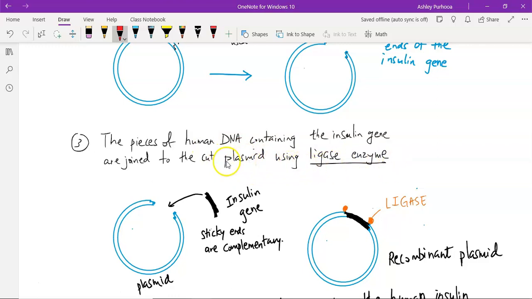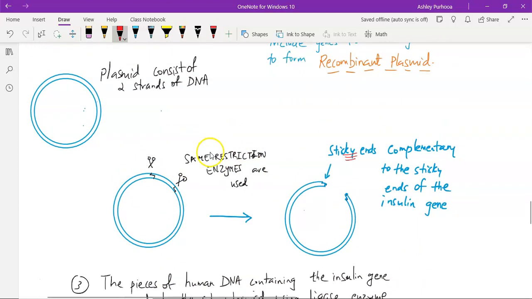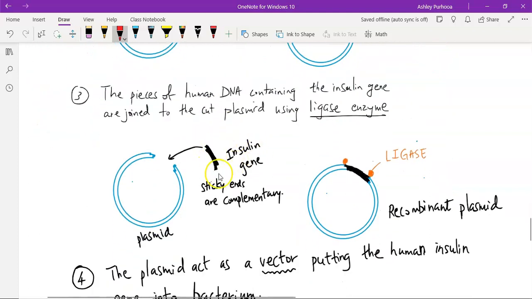The pieces of human DNA, basically containing the insulin gene, are joined to the cut plasmid using ligase enzyme. So far you know restriction enzymes are like the scissors, they cut the DNA. What we do is take the insulin gene and mix it. All of this, boys and girls, is happening in a test tube. So we mix it, and the sticky end of the insulin gene will bind complementarily to the sticky end of the plasmid.